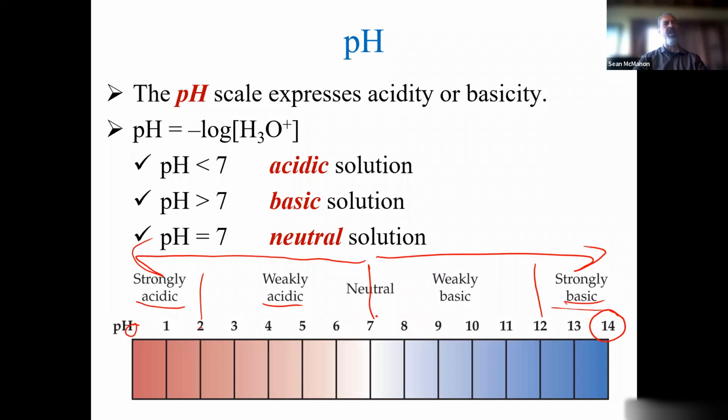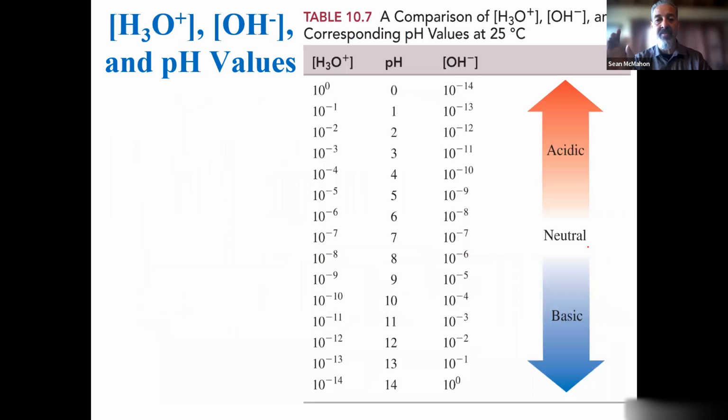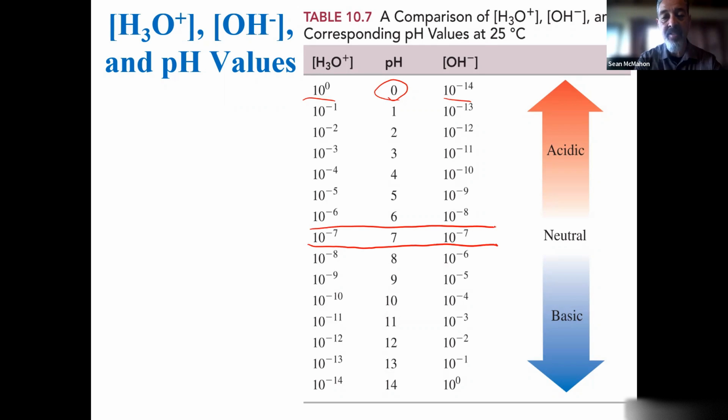Now, a lot of people get confused. They're like, well, if it's 14, that's bigger than 0. Why is that acidic? Because remember, we're going to be doing the negative log, and the magnitude of the exponent 14 is bigger than, let's say, 2, but it's a negative exponent. So if we go back and look, 10 to the 0 is a pH of 0, but this would be 10 to the minus 14. If I look at 10 to the minus 7, each of them are 10 to the minus 7, that's a pH of 7.